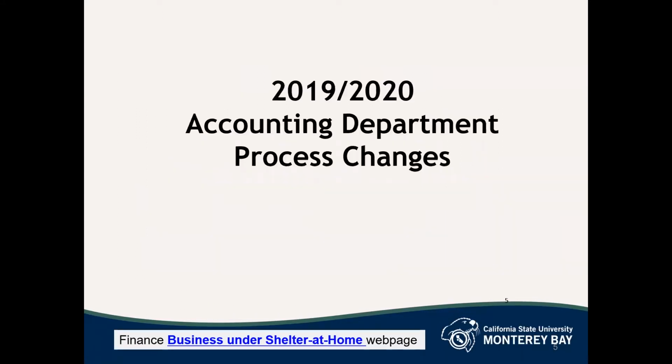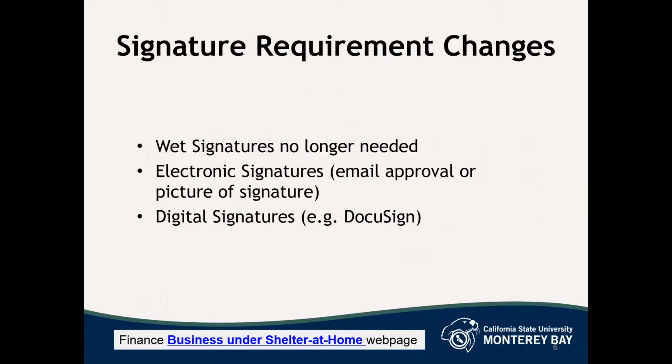Good afternoon, everyone. I just want to go over a couple of the changes that we've made recently to accommodate the shelter at home and the remote work. The first thing, most of you probably already know, is that we're not requiring wet signatures. We're accepting either emails, or you can have a picture of your signature and place it on the document, or you can do a digital signature through Docusign. Next.